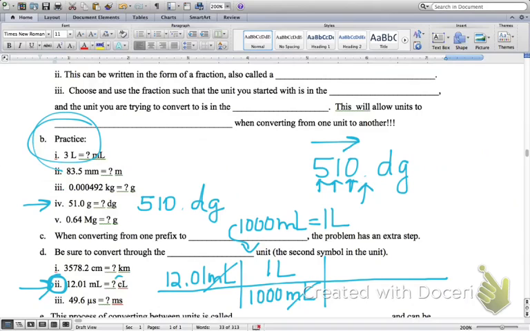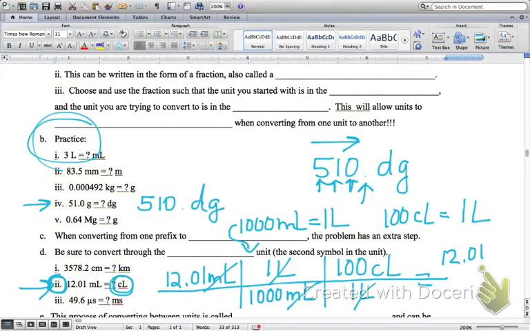Now I need to convert liters to centiliters, and there are 100 centiliters in a liter, just like there are 100 centimeters in a meter. Centi means 100 of something. So over here, I'm going to put my 1 liter on the bottom, and I'm going to put my 100 on the top. This way, the liter crosses out. So I'm going to do 12.01 times 100, and then I'm going to divide by 1,000.